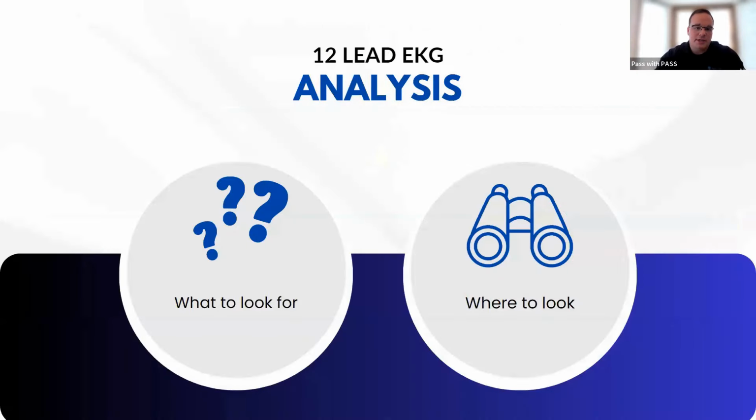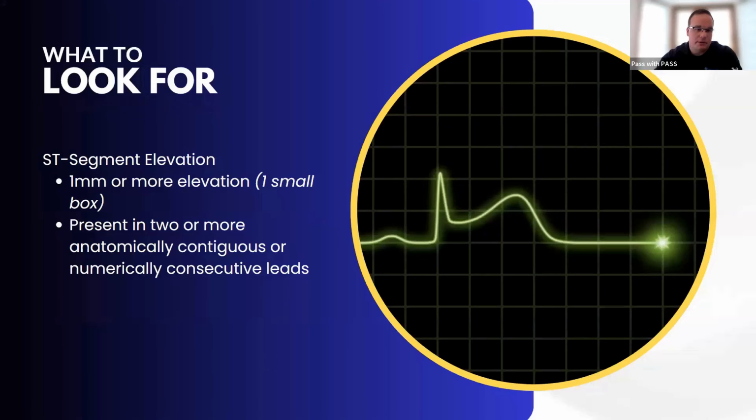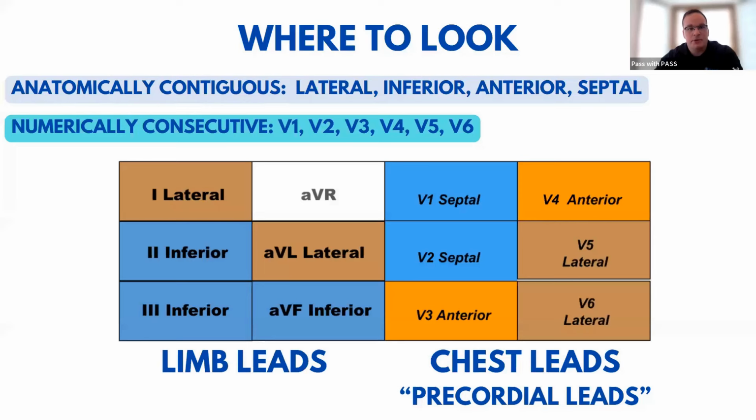So 12-lead EKG analysis: what to look for and where to look. So what to look for, we are looking for ST segment elevation. Again, 1 millimeter or more elevation, which is one small box. And that's present in 2 or more anatomically contiguous or numerically consecutive leads. So anatomically contiguous means they belong to the same family.